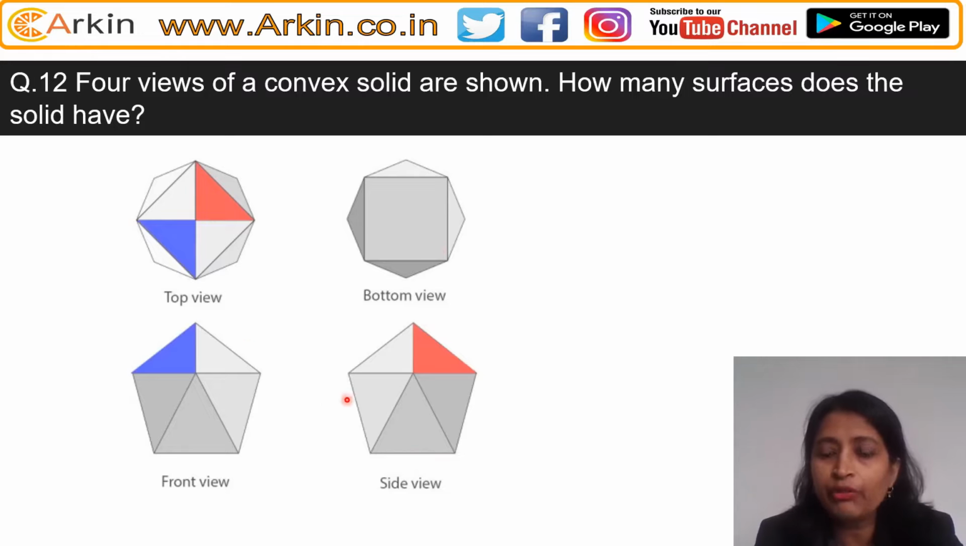I will show you with a model also, but before that, try to solve like this only, because in the question paper, you will have to use your imagination. That model will not be given there, right? So we'll try to solve here first, then move to the model to show that it is correct.